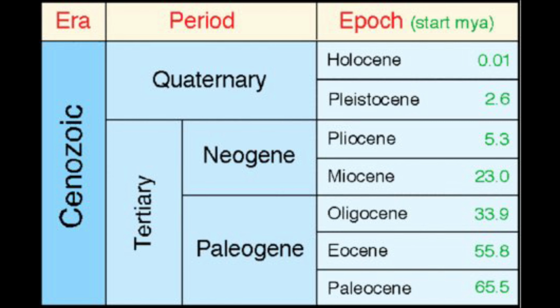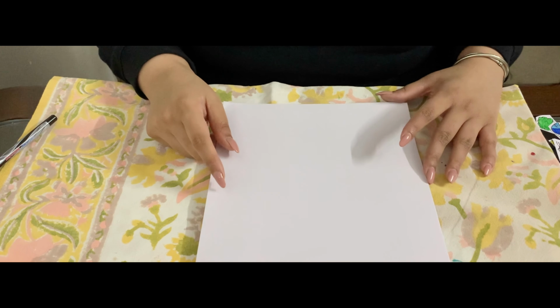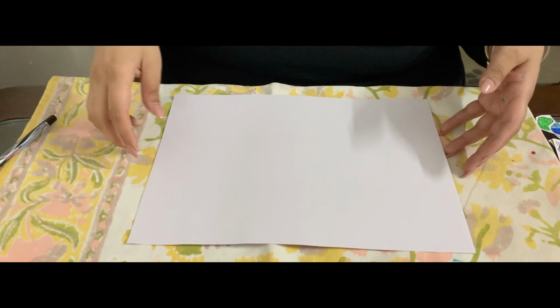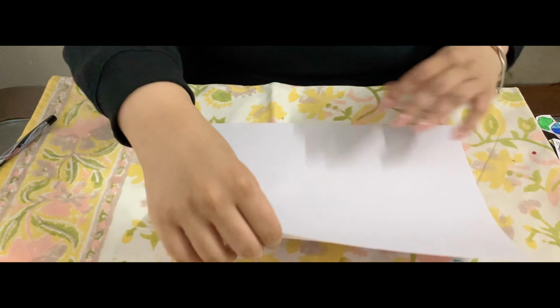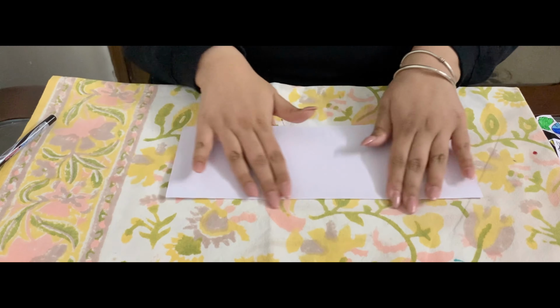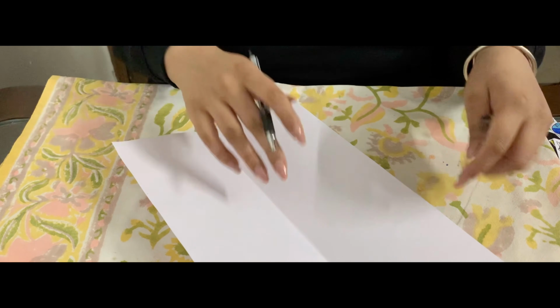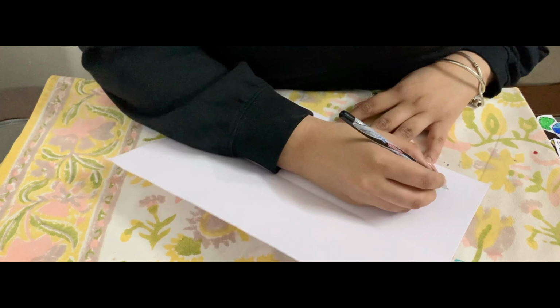Now, to make our own geologic timeline of the Earth, the material required will be white sheets, sketch pens, pencil colors or crayons, scissors, stapler or glue. For the geological timeline of the Earth, we are going to take a sheet of white paper and fold it in half like this. Once I have folded it, I am going to take a pen and draw 8 lines like this.